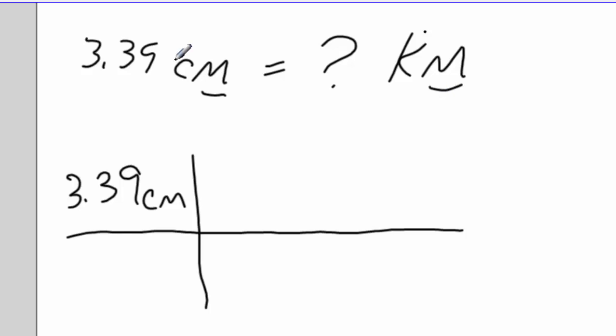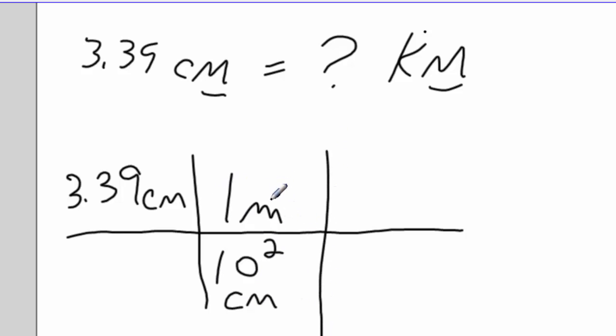Centi means 100. Centi, I remember, is the small thing. So I need a lot of the small thing to get up to the big thing. The base unit is bigger. So that must mean there's 100 or 10 squared centimeters in 1 meter. Not 100 meters in 1 centimeter, but 100 centimeters in a meter, because the big number always has to go next to the smaller unit. Centimeters have canceled. That's good.